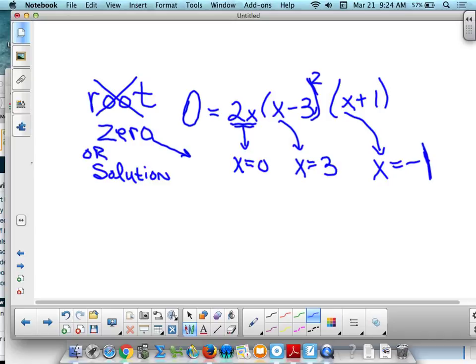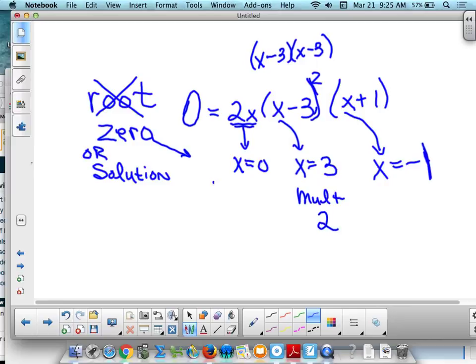2x. Does 2x happen more than once? No. What you're asking. Well, x minus 3. It says x minus 3 what? Squared. You know what? This happens, x minus 3, how many times? Twice. So this is said to have a multiplicity of 2. A multiplicity of 2.